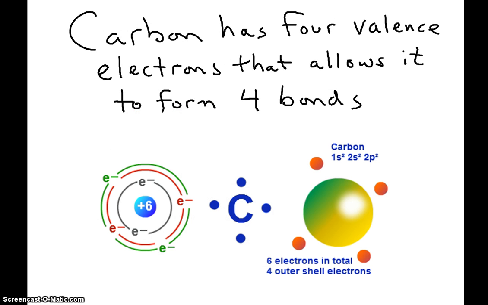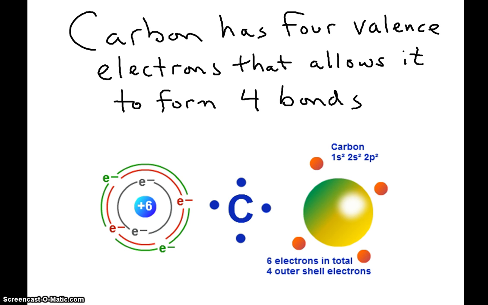So let's take a good look at carbon and see what about it allows us to achieve the great variety that we see in biomolecules. The big thing is its valence electrons. Carbon has four valence electrons, which allows it to form four bonds. In the diagrams here, there are three different ways of showing the same thing in terms of carbon having four electrons.